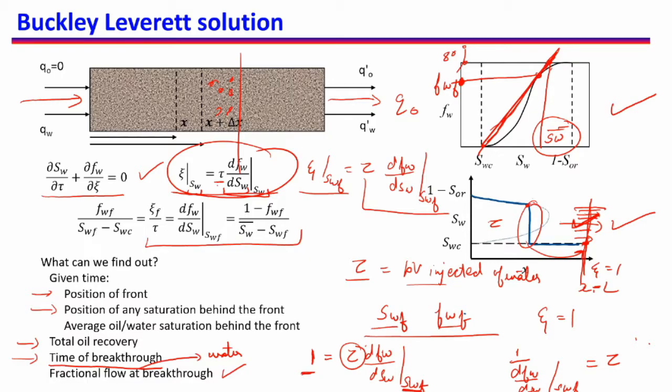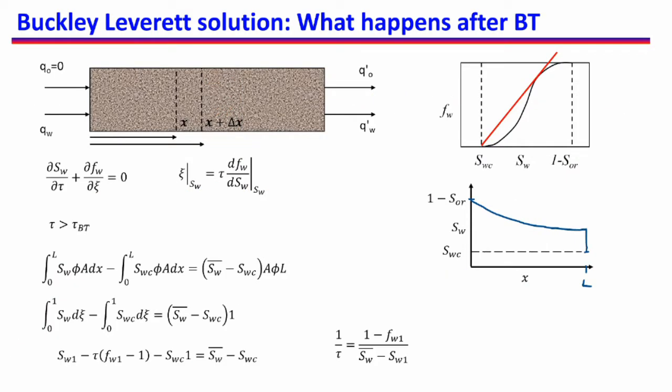So next we will see what happens after water has broken through. Once the water has broken through, this equation is still valid because this differential mass balance is still valid. Now our dimensionless time tau, or the pore volume of water injected, is greater than the pore volume of water injected needed for breakthrough. So what would happen then?